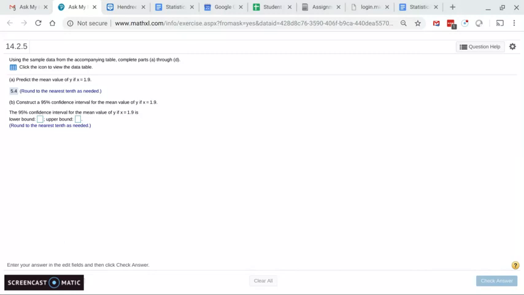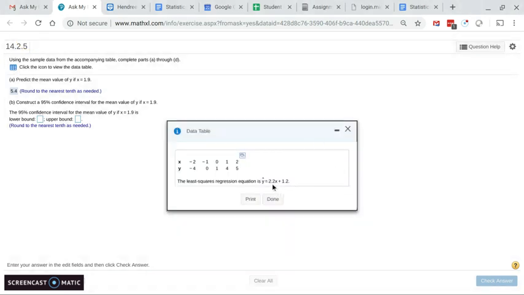This is number 3 on the 14.2 homework, and here we're using a regression model that they actually already give us here. They give us the least squares regression equation right here, and we're using it to predict the mean value if x is 1.9, right? And we're also using it to predict a single value, the single y for a 1.9 input. Okay, and those two things end up being the same.